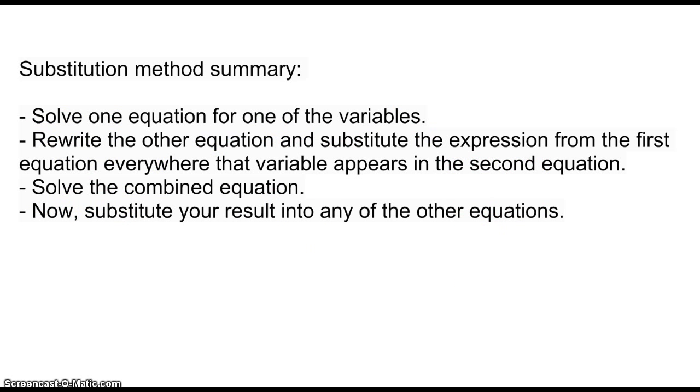Okay, just a substitution method summary here. To solve by substitution, solve one of the equations for one of the variables, and then rewrite the other equation, and when you get to that expression you solved for in the first equation, just substitute the expression in for that variable everywhere it appears. Then solve that combined equation for whichever variable you have. Then substitute that result into any of the equations to get the matching other variable. So you can solve for x first, or you can solve for y first. Okay, move on to part 2, and we'll talk about the elimination method.